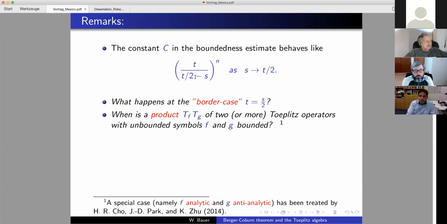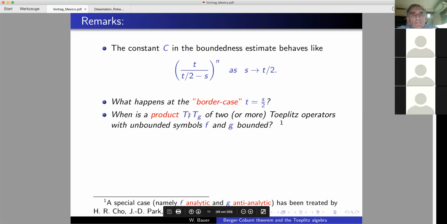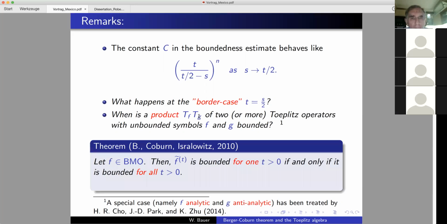One may look at more general cases, maybe at the boundedness of products of Toeplitz operators with unbounded symbols. That's also interesting. There's some work, for example, by Cho, Park, and Chu, where they do this for F analytic and Chi anti-analytic function, and they discuss the boundedness of this. To my knowledge, if you do the same thing for F anti-analytic and Chi analytic, then the question is more complicated, and I don't know the answer. Okay, these are a few remarks.